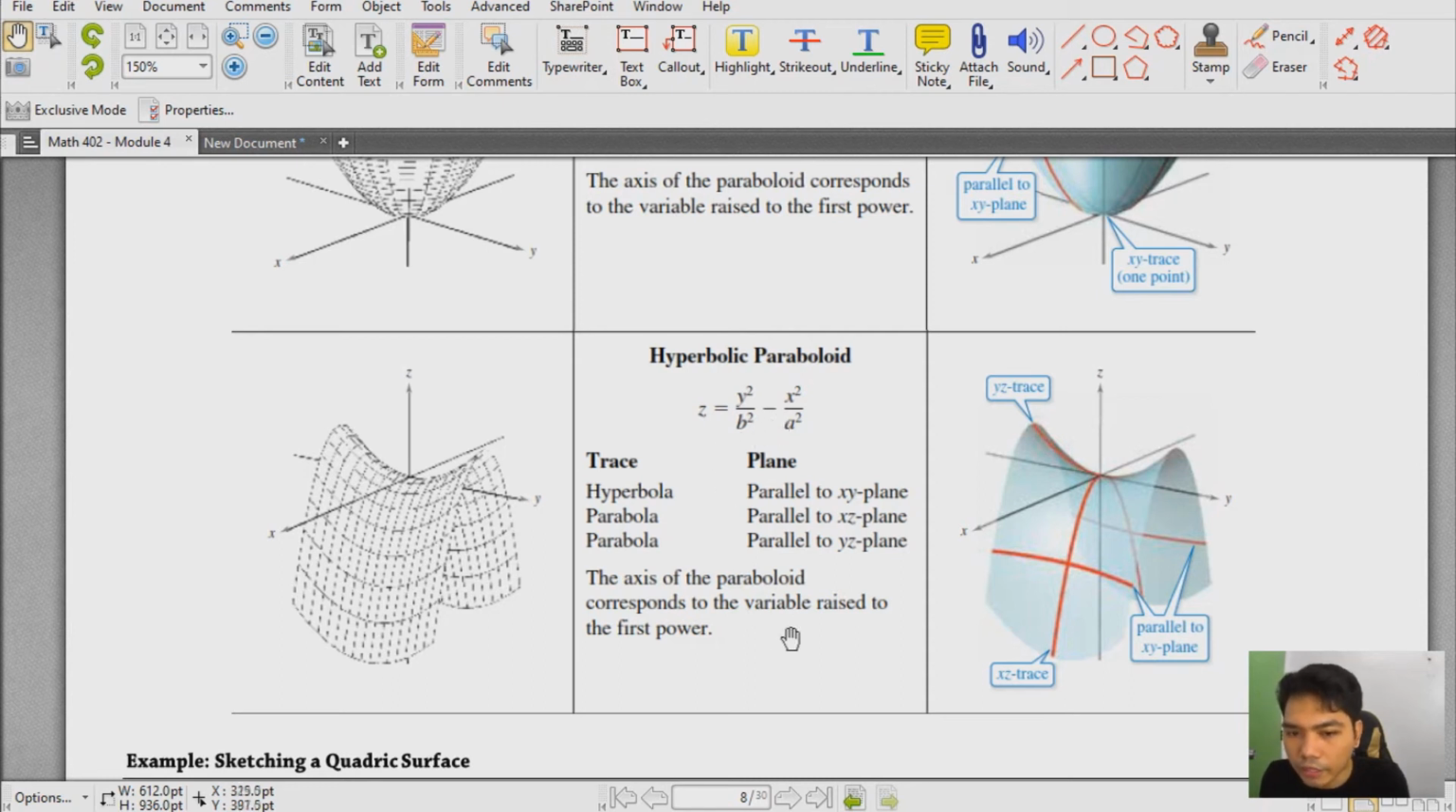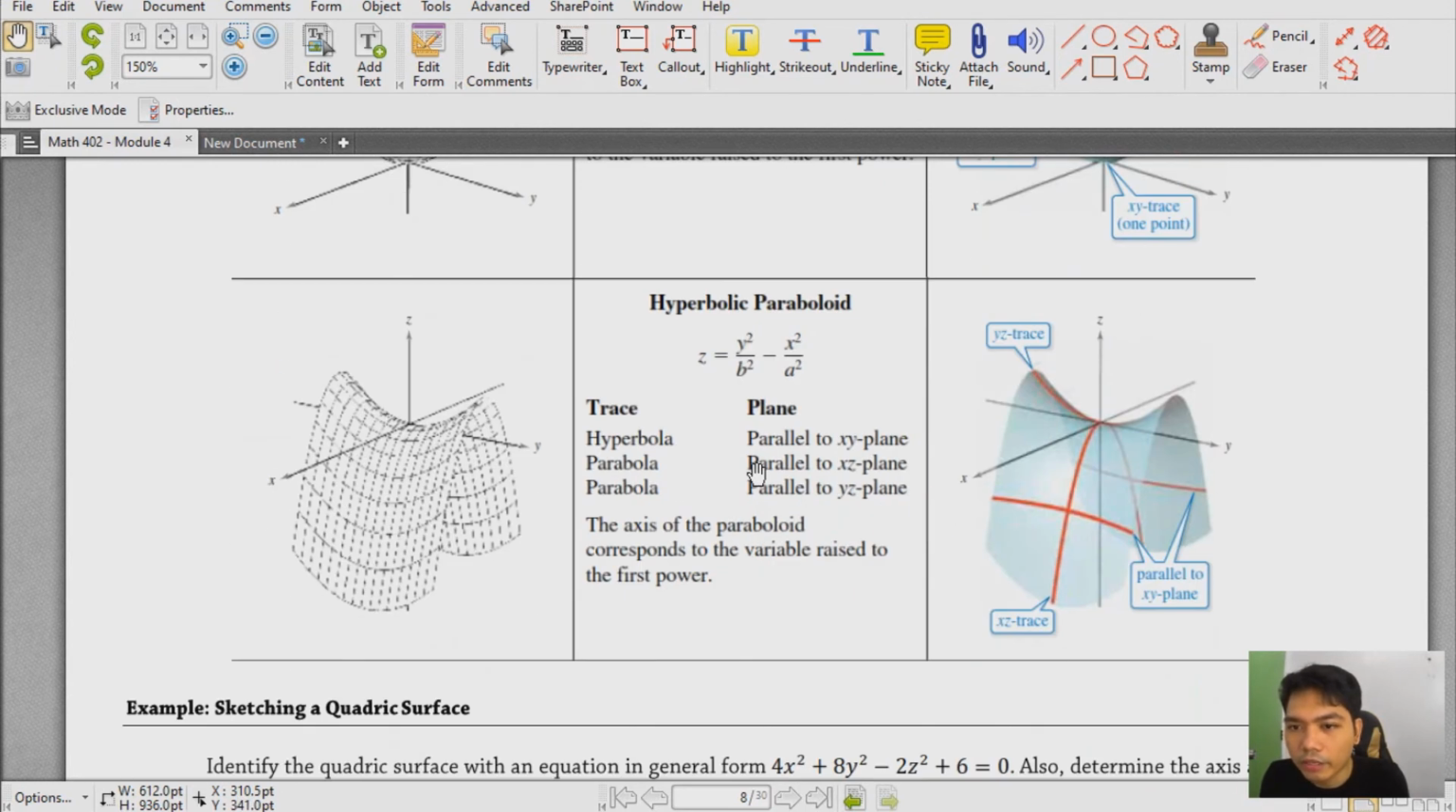And then the trace here is of course the same as the elliptic paraboloid, based on the first-degree variable. So for this case, our axis is parallel to the z-axis. You can determine that based on this parabola. This is the parabola and it is along the z-axis, so that was the indicator. We have no ellipse trace because this is a hyperbolic paraboloid. We only have a hyperbola, a parabola, and another parabola.